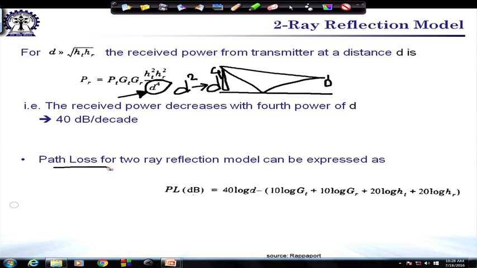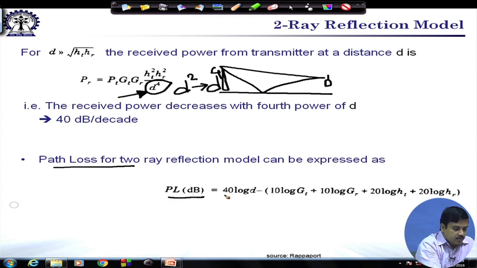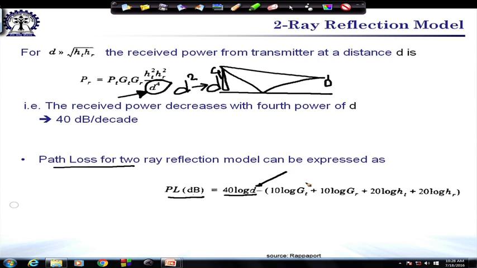The path loss expression for the two ray model can be expressed as path loss in dB is 40 log d. This d is the separation between the transmitter and receiver, and there are the transmitter antenna gain, receive antenna gain, height of the transmitter and height of the receiver. One of the assumptions, as mentioned, is that the height of the transmitter and receiver must be much smaller than the separation distance, and that has also been indicated by this particular condition. So, this would also indicate that the angles are very small and they are almost at a grazing angle.